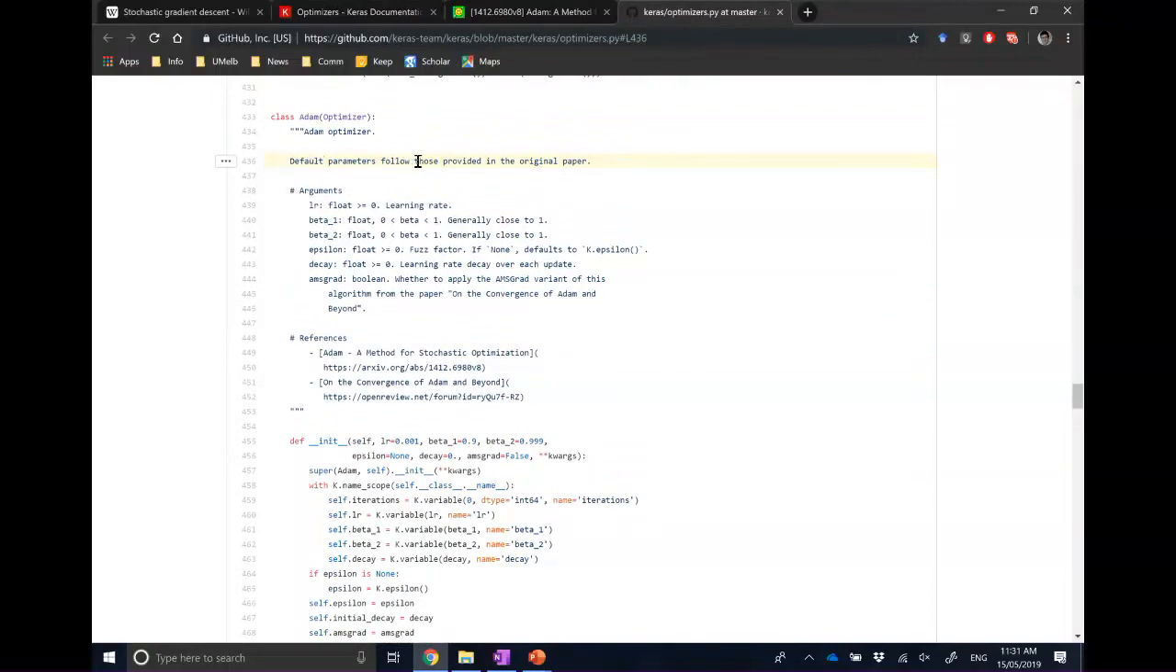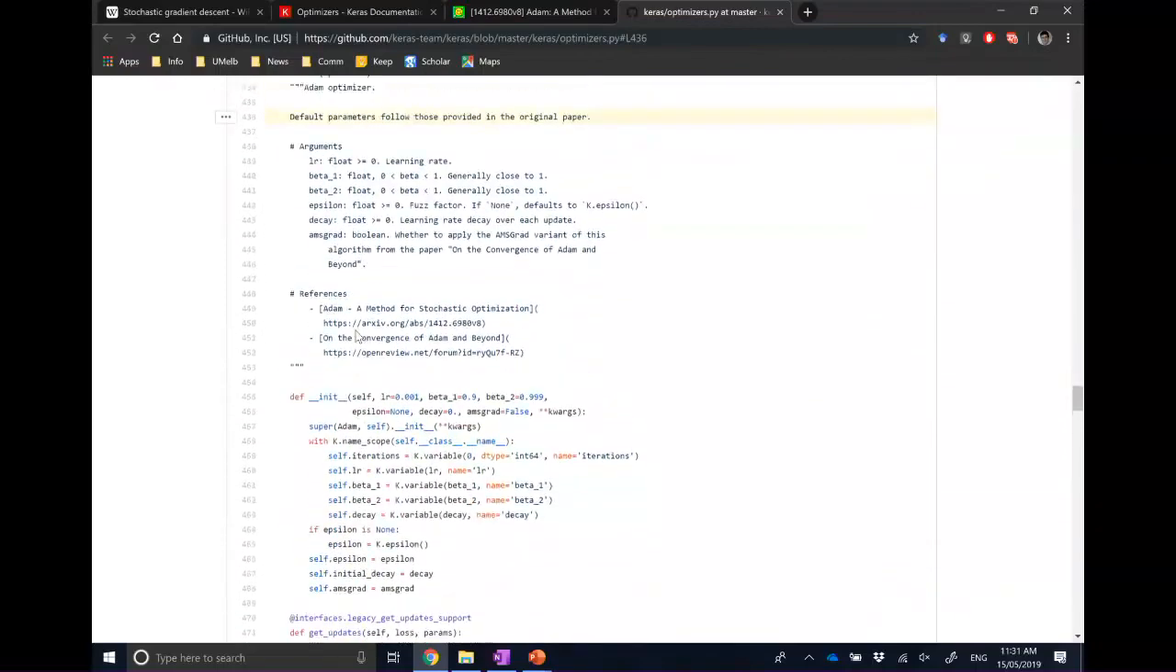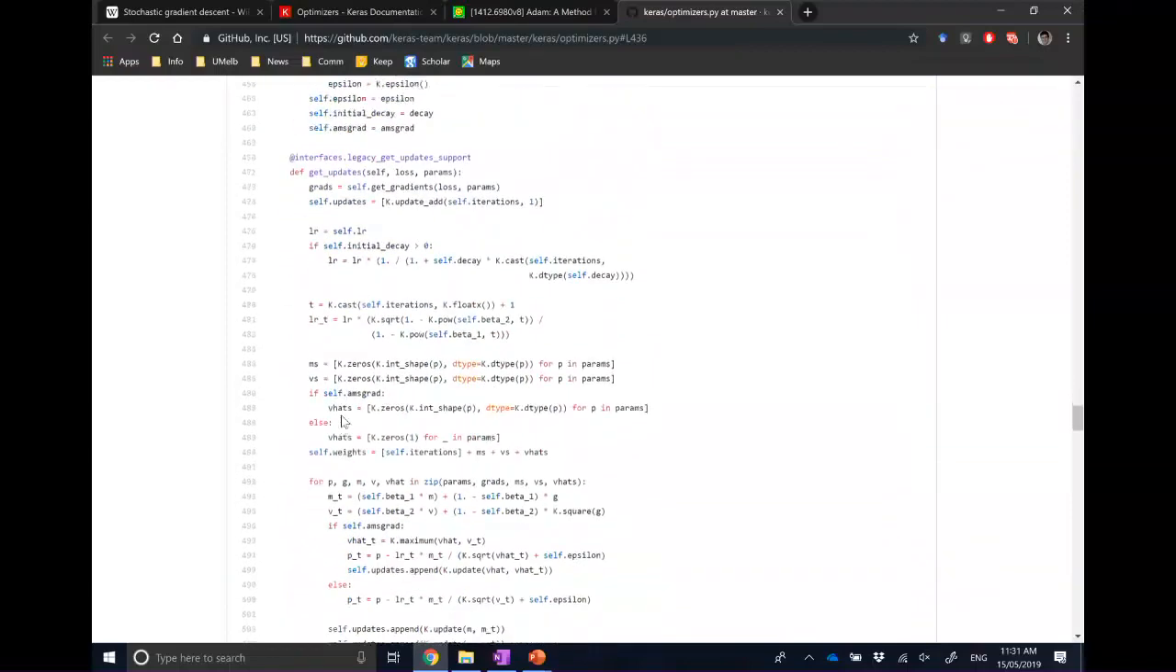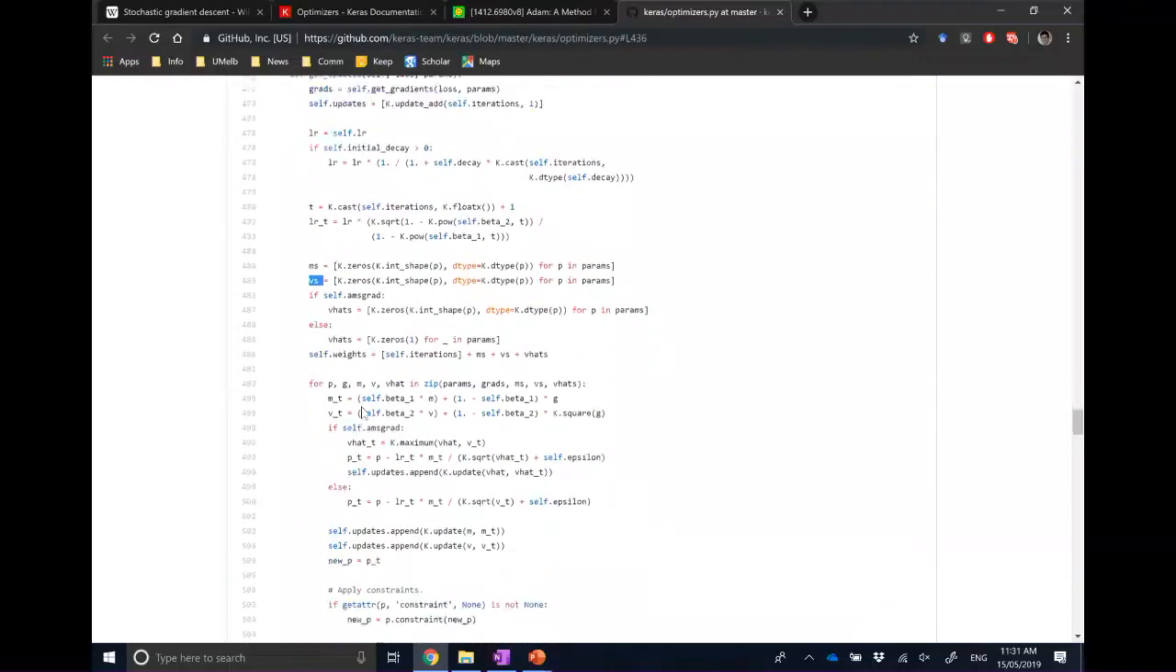Default parameters follow those provided in the original paper. Okay, so you need to check the original paper in addition to the source. Here's the arguments, and then there is a class init, and you get the get updates. You see even the parameter names are MS, VS.